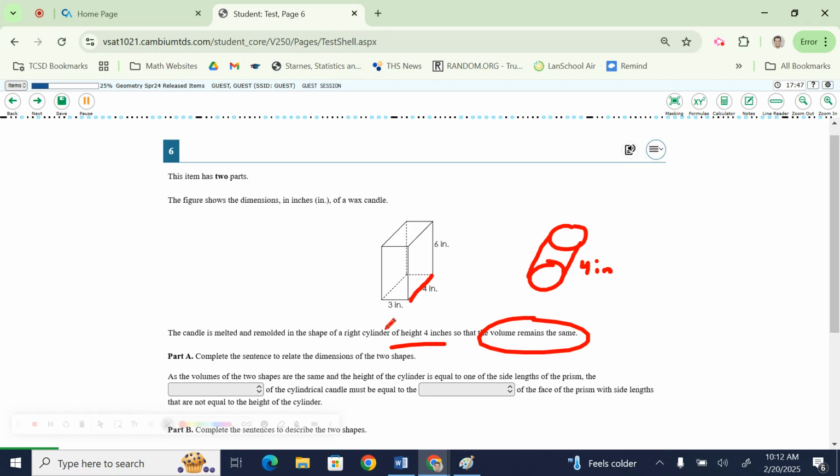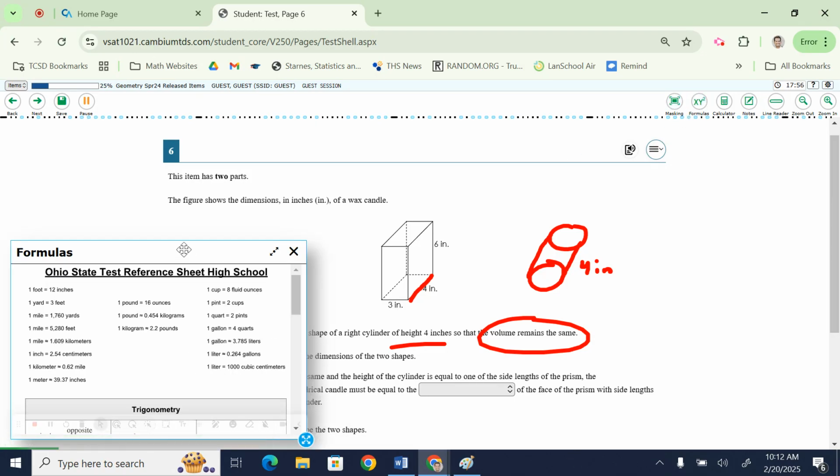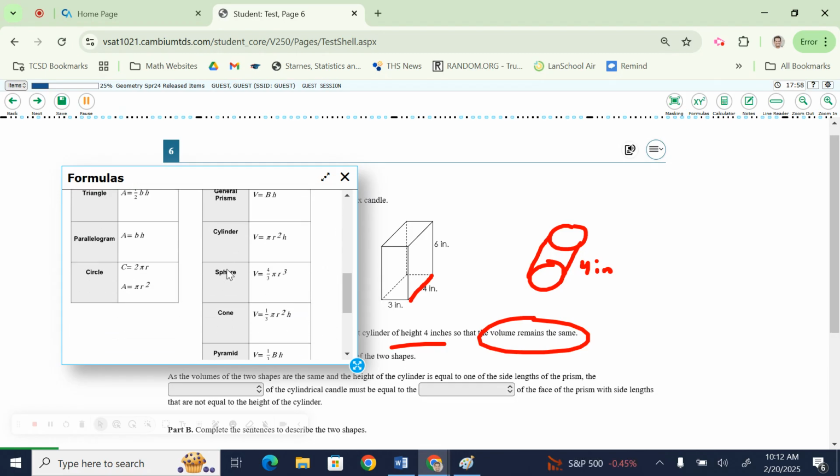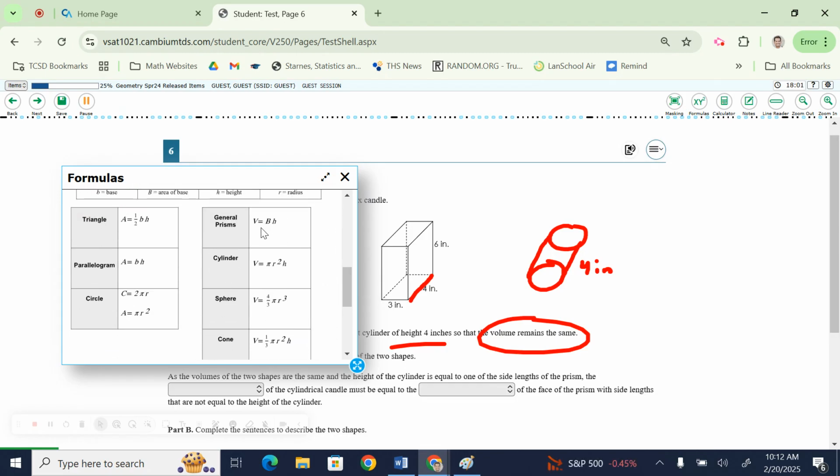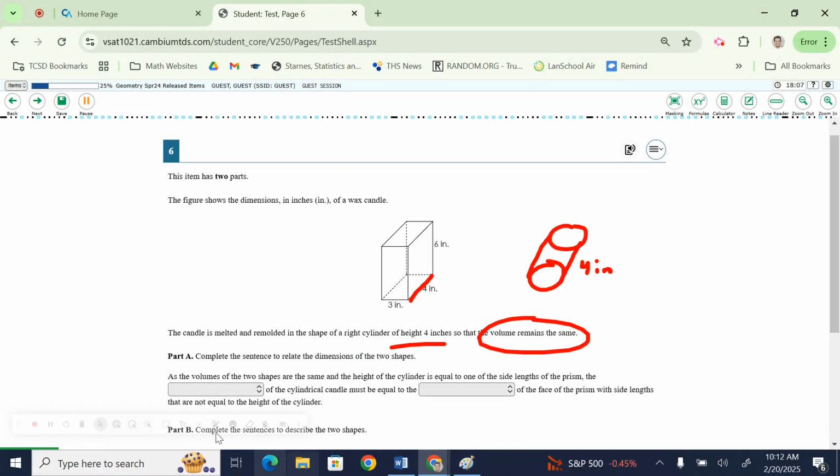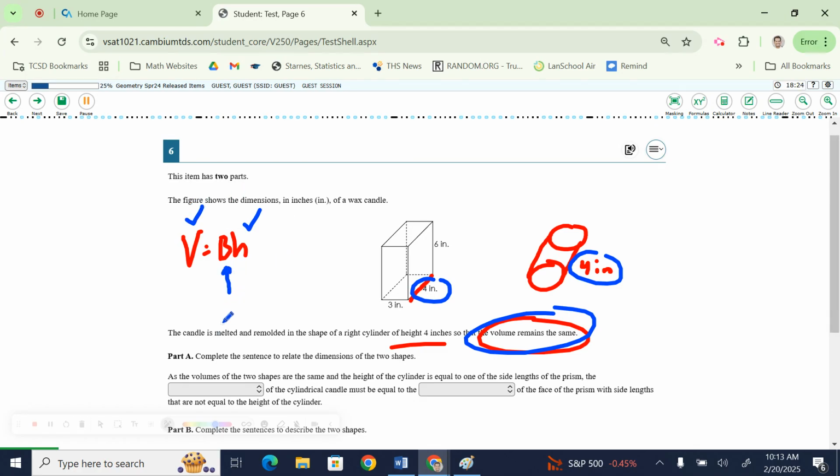Now, if we take a look at the volume of a prism, it's on the reference sheet, which I'll draw from right here. It's actually on the back side. So general prism, volume equals B times H. That B stands for area of the base. So I'm going to write that down: volume equals capital B times H. Now notice here that we are keeping the heights the same, and they want the volume to remain the same. What this means is the area of the bases must be the same.